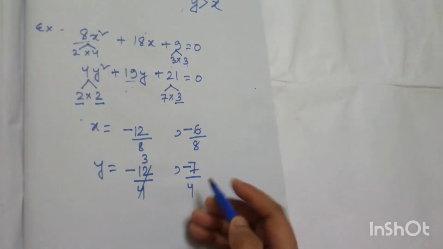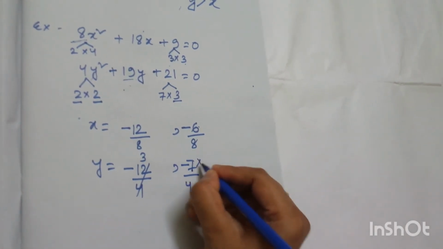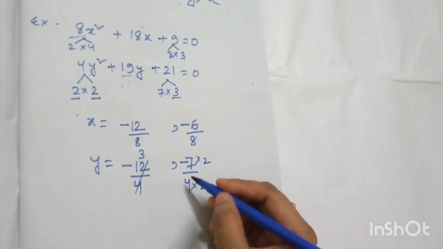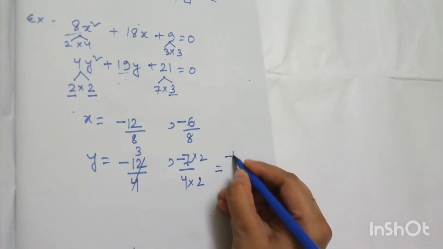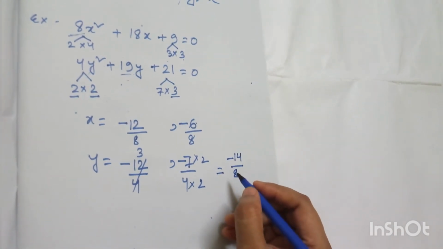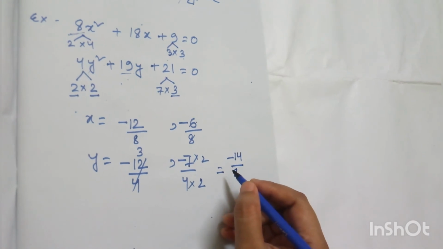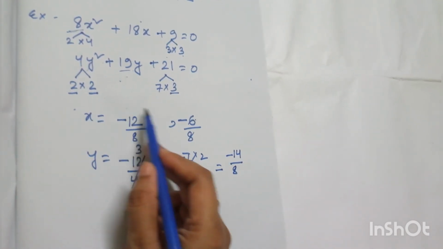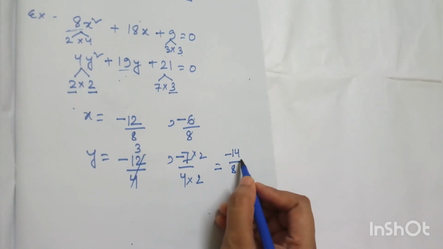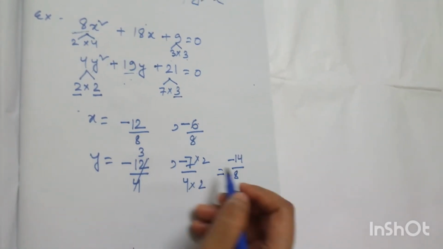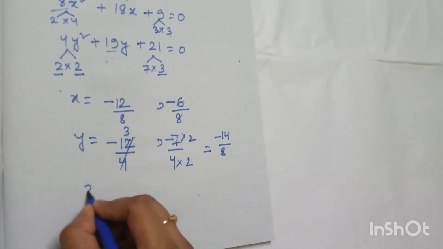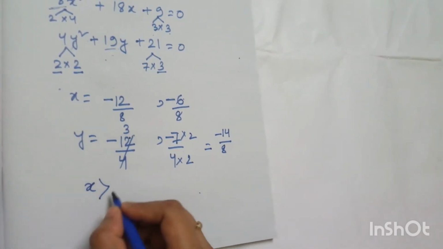If we compare these, if we multiply, this will be minus 14 by 8. So from here we can see this number is greater than this number and this number. This number is also greater than this number and this number. So we can conclude x is greater than y.